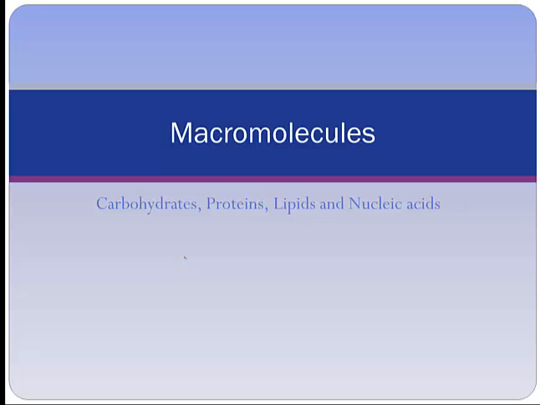There are four macromolecules that we're going to be talking about as we go through this unit. They are carbohydrates, proteins, lipids, and nucleic acids. What we're going to focus on today are carbohydrates.